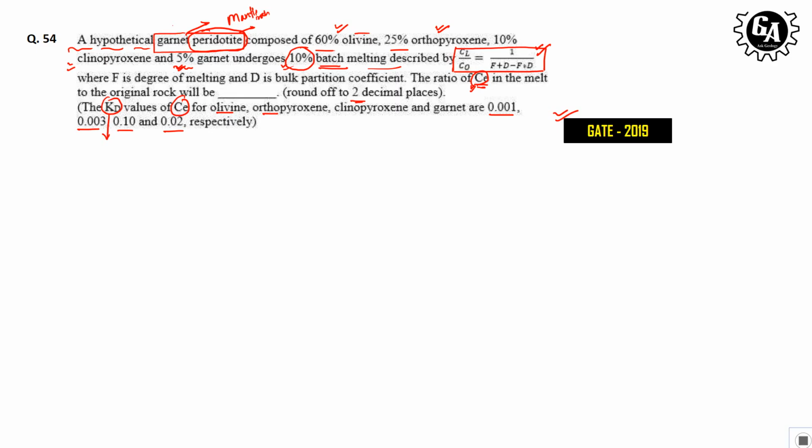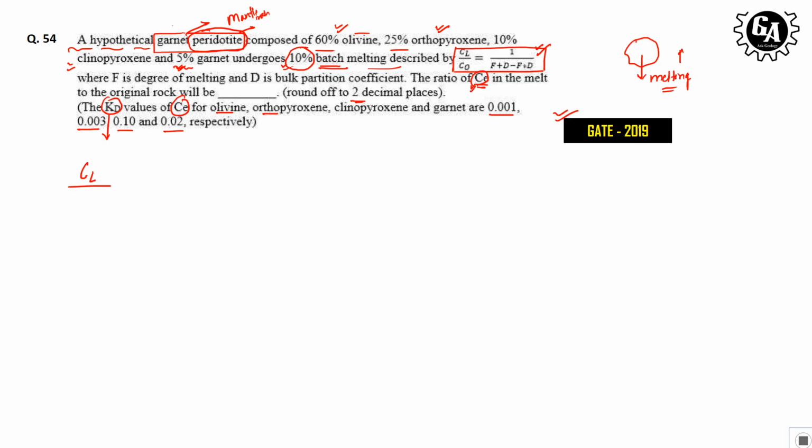This solid peridotite is undergoing melting. Melting means the temperature is increasing, because if the temperature increases, the solid phase will turn into liquid, isn't it? Batch melting means equilibrium melting, and for that melting they have given the equation.